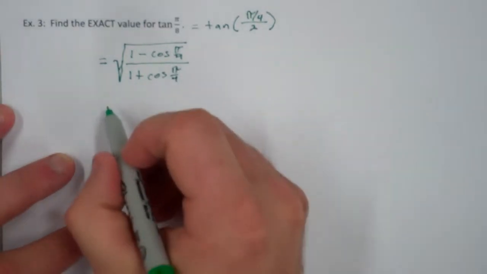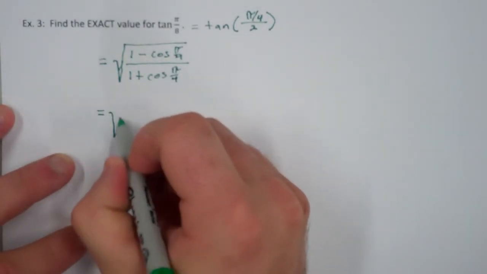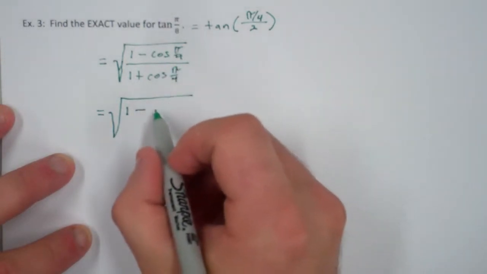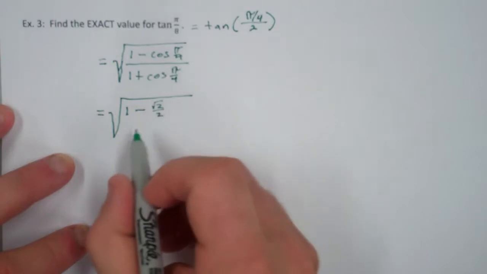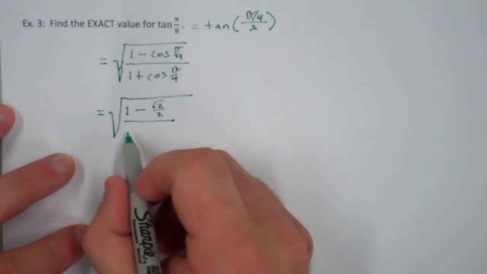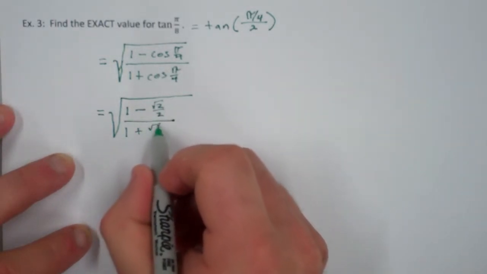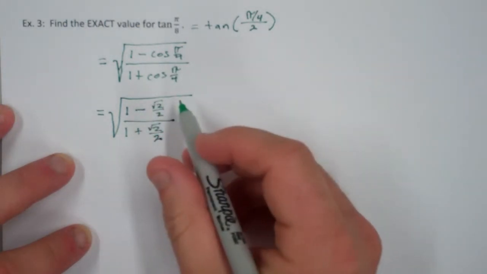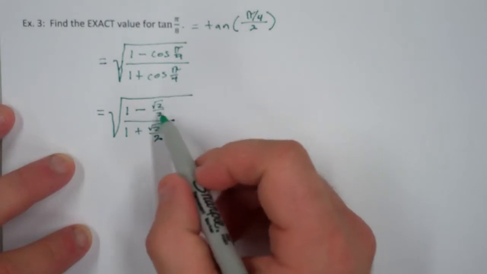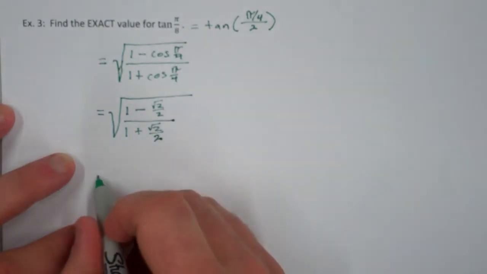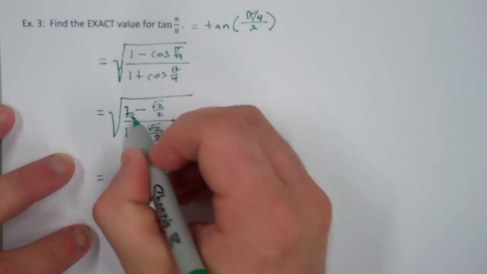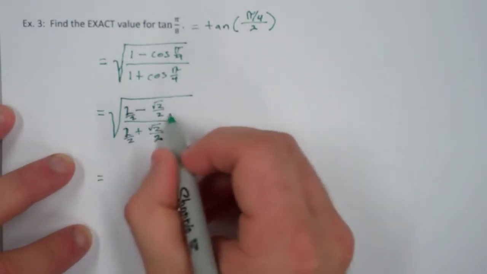Alright, so now we're going to begin our process of simplifying. So I've got 1 minus the cosine of pi over 4, which is root 2 over 2, and then here I've got 1 plus root 2 over 2. That's all underneath the radical sign. There's a variety of ways to start taking care of this. The approach that I'm going to take is to add these fractions together and see what happens in the top and in the bottom.